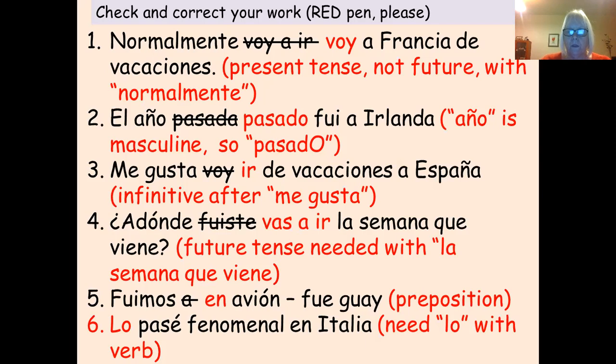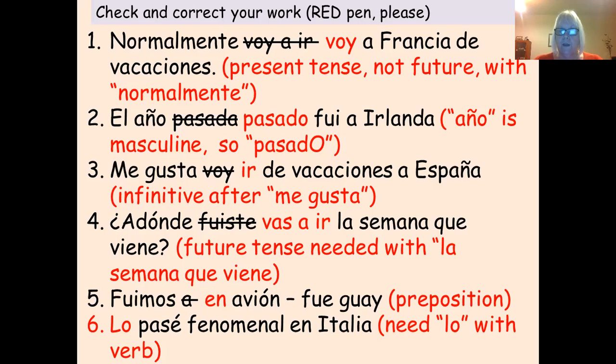Number 4, the original was, ¿A dónde fuiste la semana que viene? Now, la semana que viene is next week. So you can't have where did you go next week. You need to have where are you going to go? ¿A dónde vas a ir la semana que viene? Now, some of you may have looked at that and thought, well, it shouldn't be la semana que viene. It should be la semana pasada, because it's where did you go?